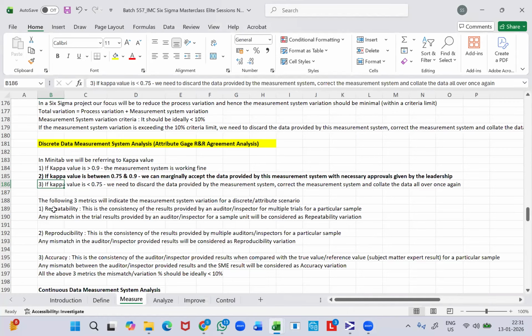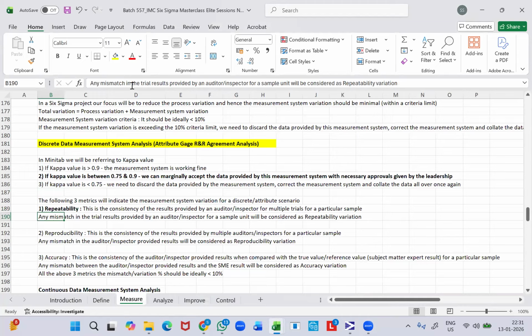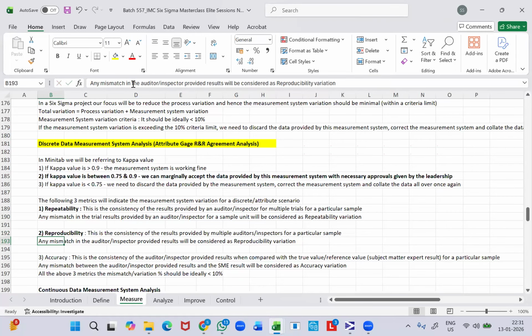The first one is the repeatability. So the repeatability, as I told you, is the consistency of results provided by an auditor for multiple trials for a particular sample. So any mismatch in the trial results provided by an auditor for a sample unit will be considered as repeatability variation. And then the second metric that we have is reproducibility. So reproducibility is nothing but the consistency of results provided by multiple auditors or inspectors for a particular sample.